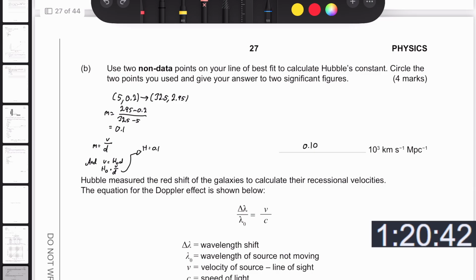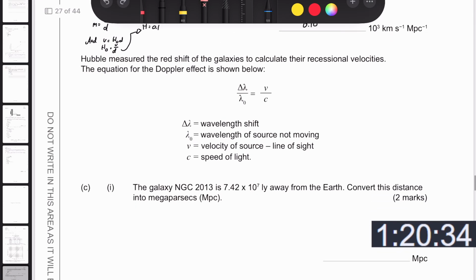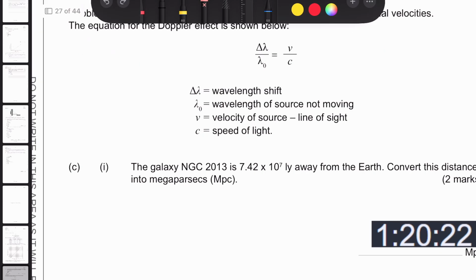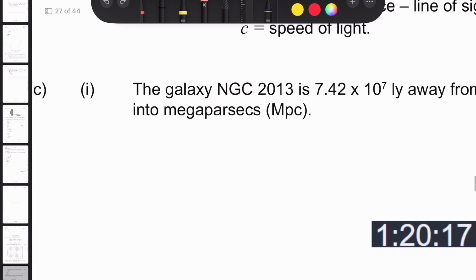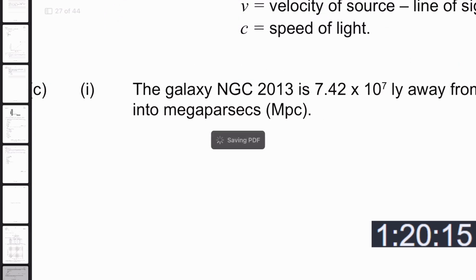Yeah, I'm not sure what else to do really, so I guess I'll just leave it like that. The galaxy's distance is to always be converted into megaparsecs, so we'll just bring up the conversions. 1 megaparsec is equal to 3.262 million light years.